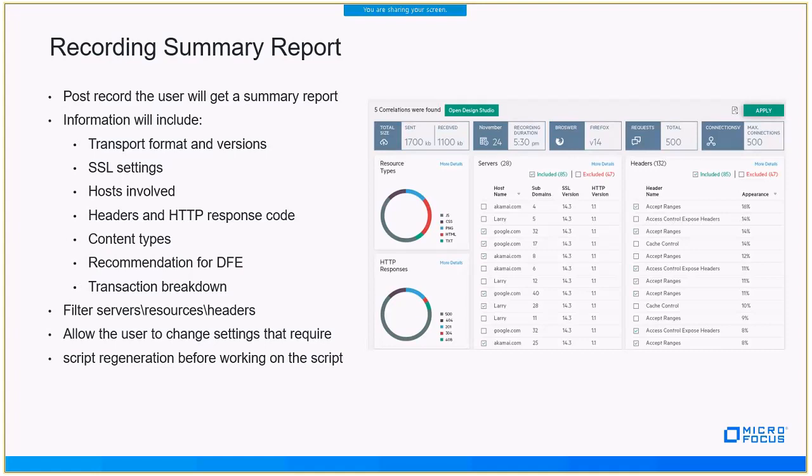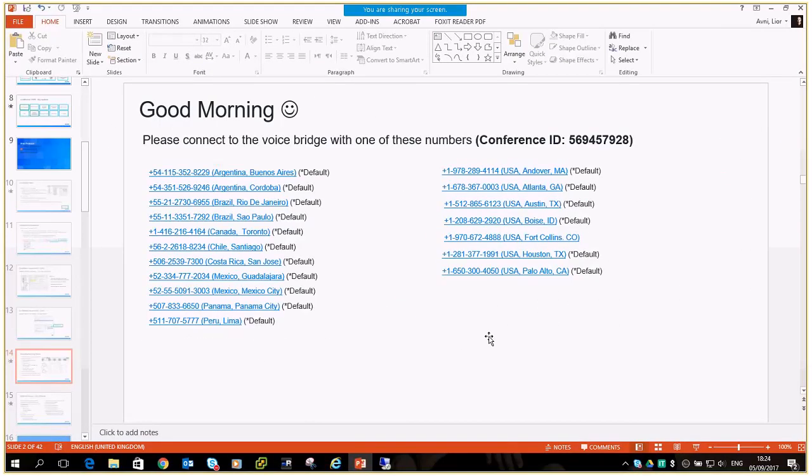In the recording summary report, you will receive a list of these third-party domains as they were captured during the recording phase. And with a simple uncheck of one domain or multiple domains, you just remove them from the list, regenerate your script, and voila, your script is now clean from these unnecessary calls. Let me show you how it looks in real life.